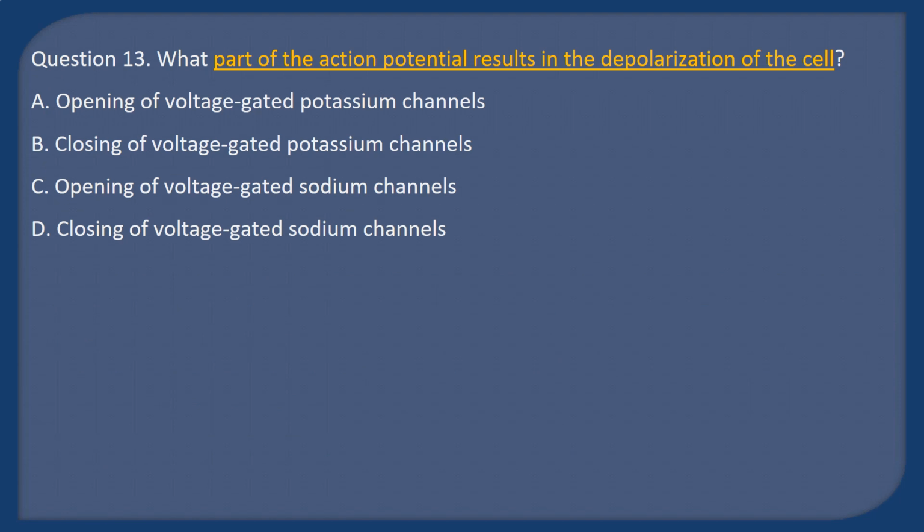Question 13. What part of the action potential results in the depolarization of the cell? A. Opening of voltage-gated potassium channels. B. Closing of voltage-gated potassium channels. C. Opening of voltage-gated sodium channels. D. Closing of voltage-gated sodium channels.